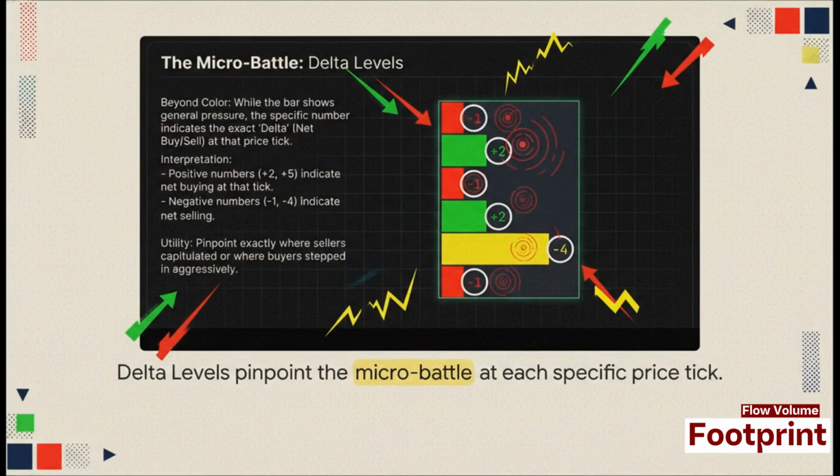And if you want to get really granular, we've got the delta levels. So the colored bars give you the general vibe, right? But these numbers tell you the story of the micro battle at each and every price tick. They give you the exact net difference. This is how you can pinpoint the exact moment where buyers finally overpowered sellers, or the other way around.